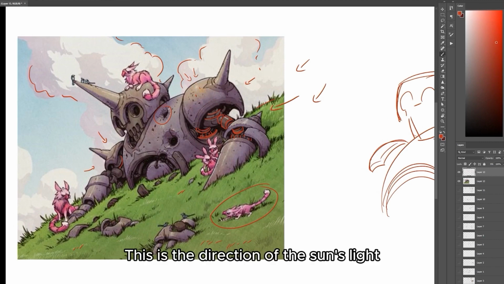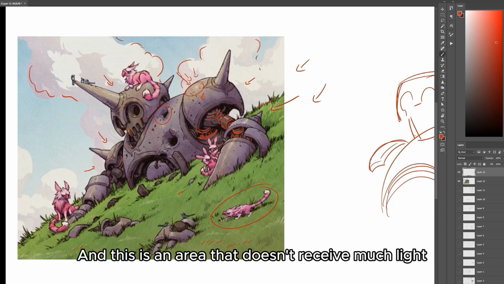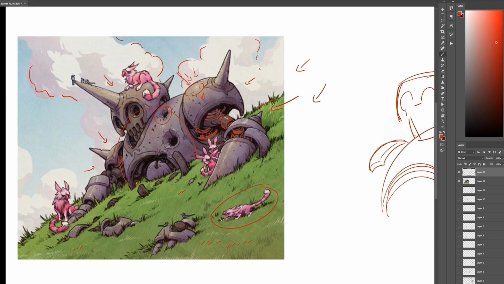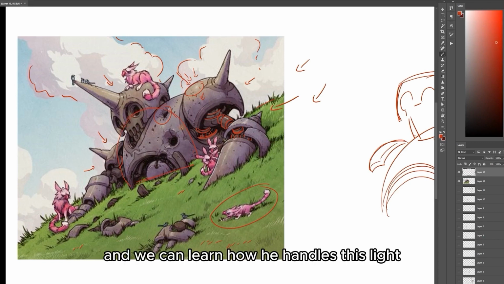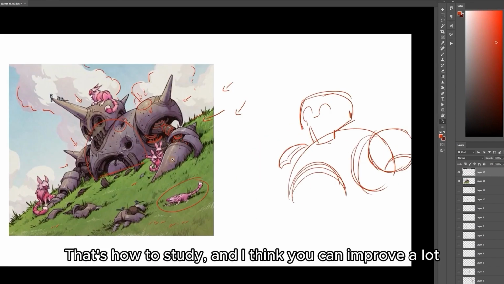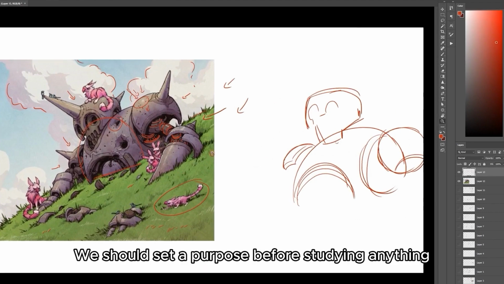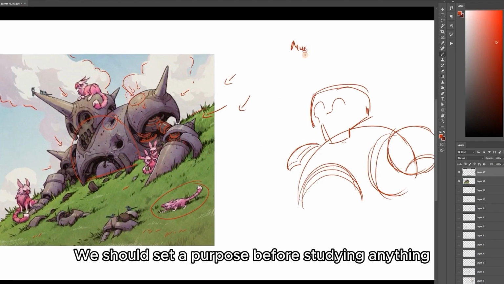This is the direction of the sun's light. It shines on the light receiving part. Reflexes in our eyes. He also handled it very well. And this is an area that doesn't receive much light. This part is dark. And we can learn how he handles this light. That's how to study, and I think you can improve a lot. We should set a purpose before studying anything.